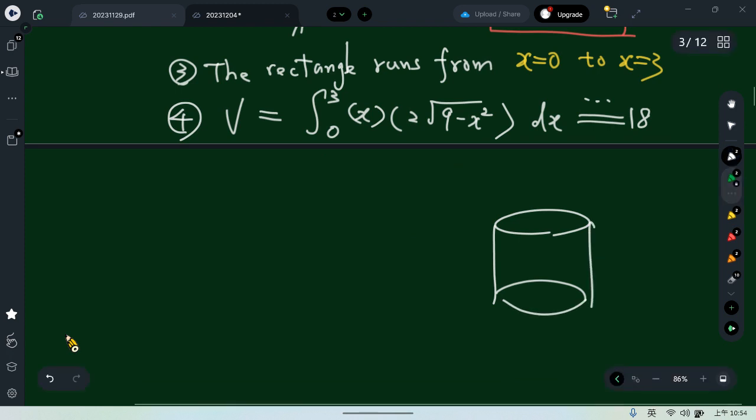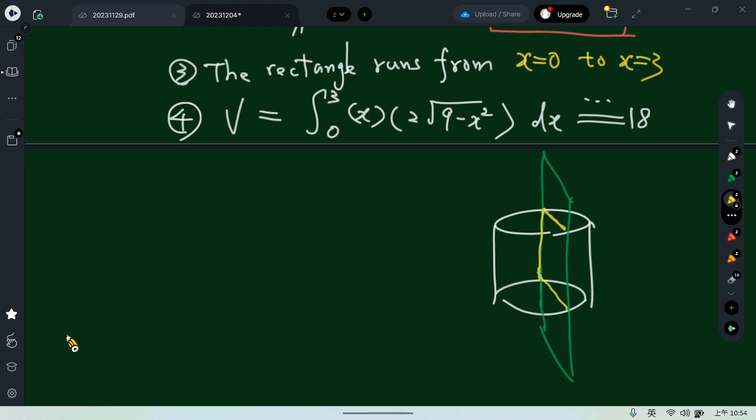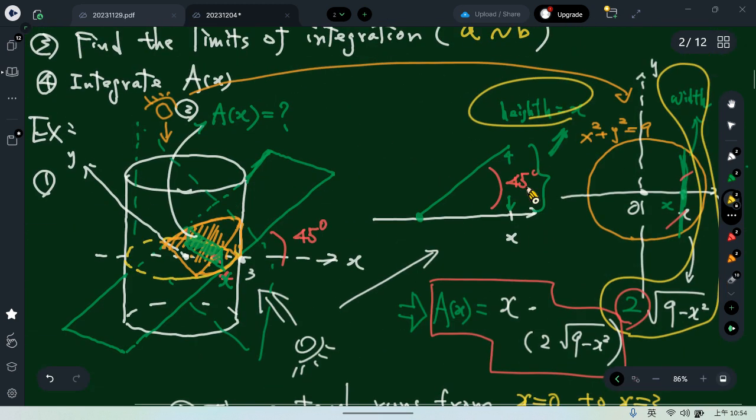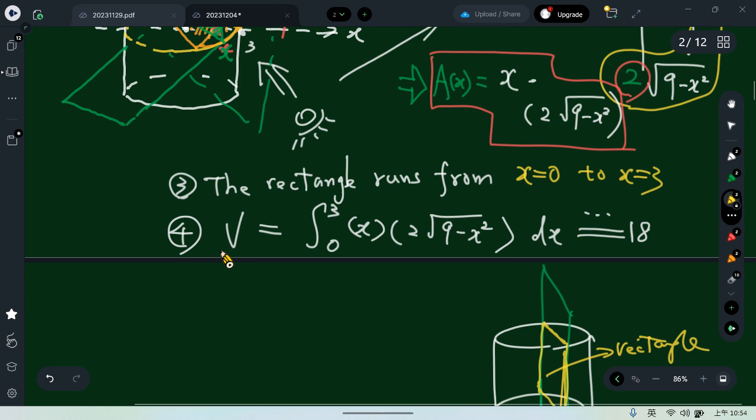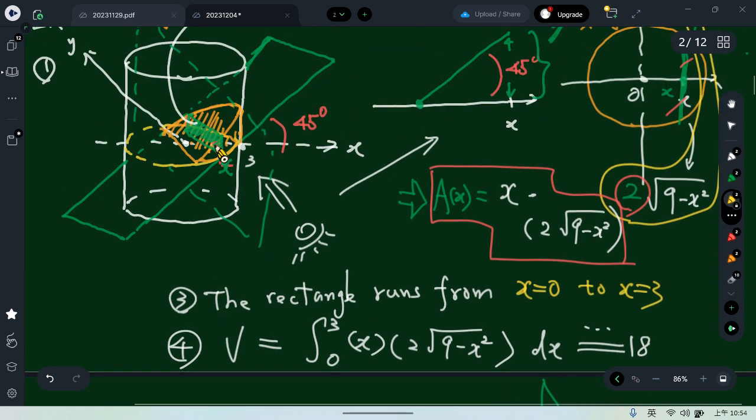Just imagine that if you use this and then you cut it, use a pen to cut, then you can get this, a rectangle, just like this. So the problem will be reduced to calculating the area of the rectangle. So we need two factors. One is width, one is height.